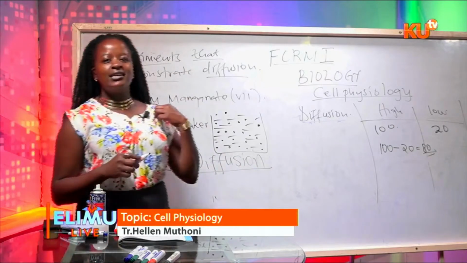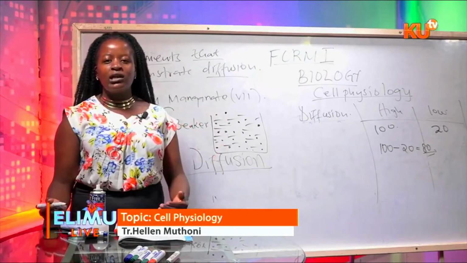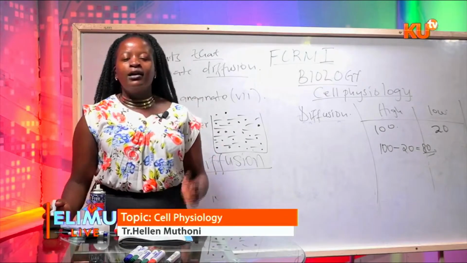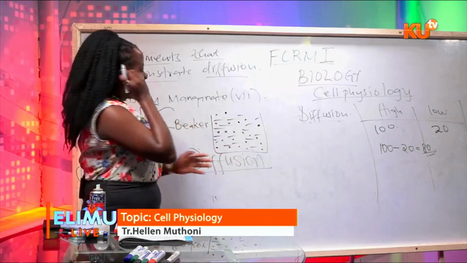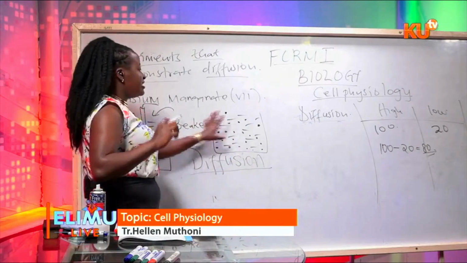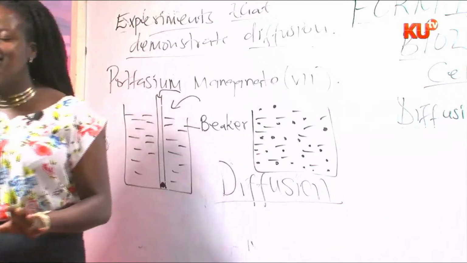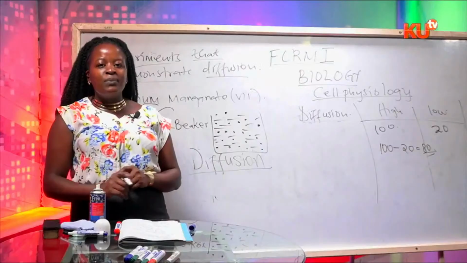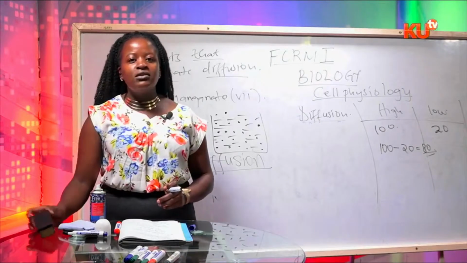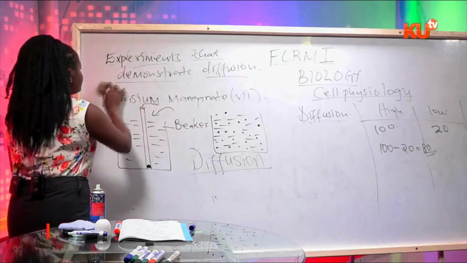So you can see that every molecule, every particle is moving from where it is in high concentration, that is this point, and it is spreading to where it is in low concentration. That is the first experiment that is used to demonstrate diffusion.